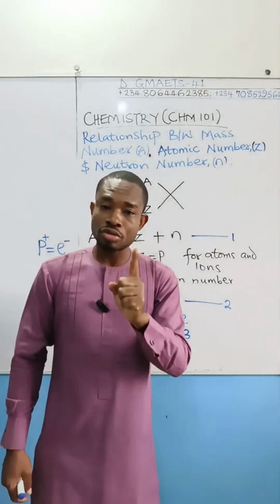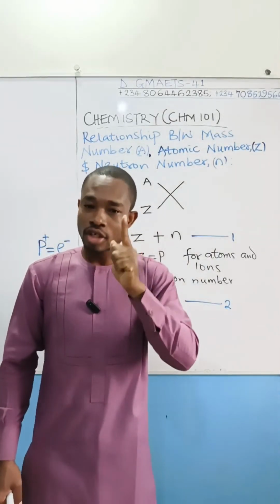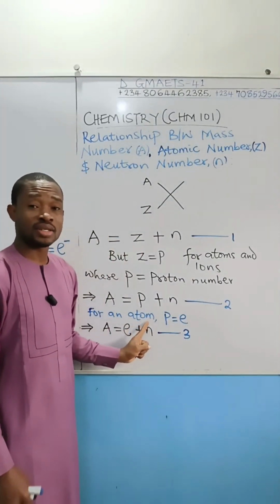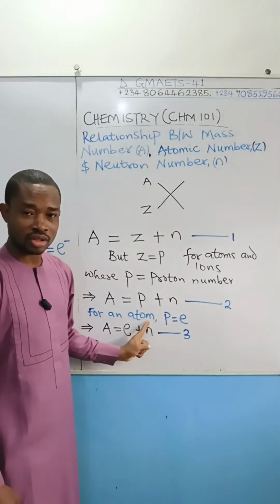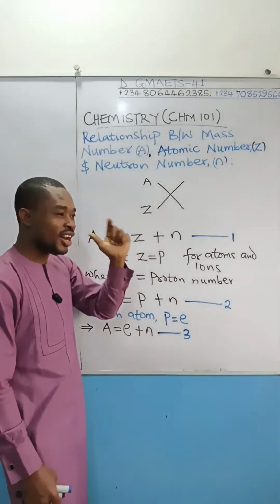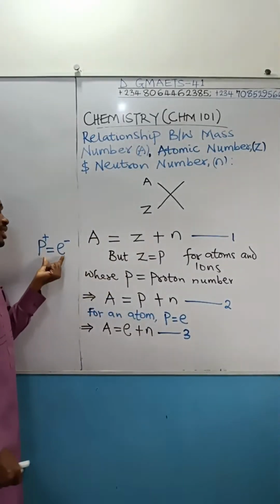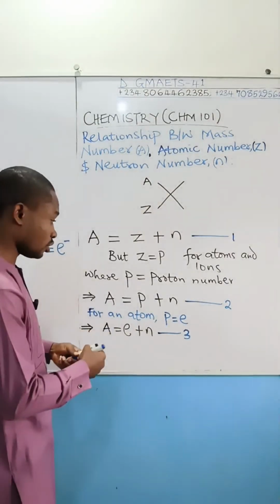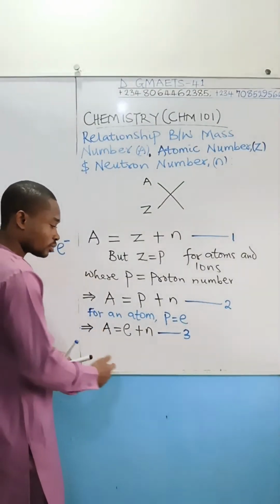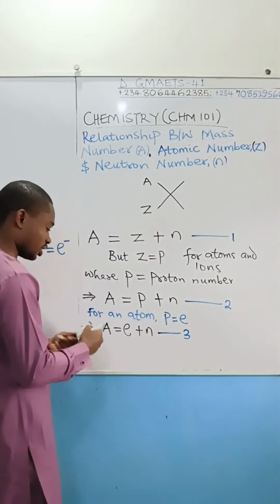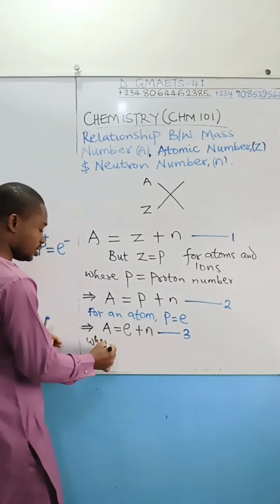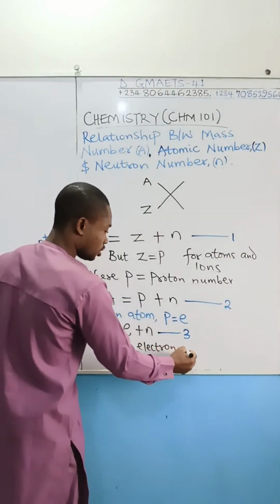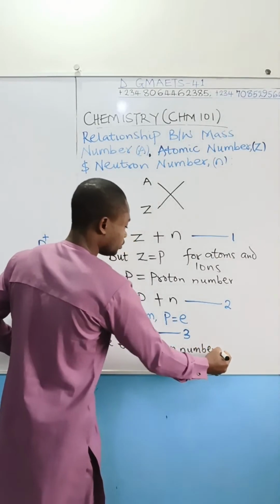This statement is true only and only for an atom, because an atom is said to be electrically neutral. And the idea of electrical neutrality of an atom is because the number of protons is equal to the number of what? Electrons. Please take note. E is number of electrons. So let me write it here, where E equals electron number.